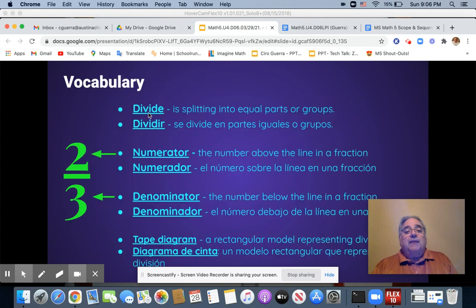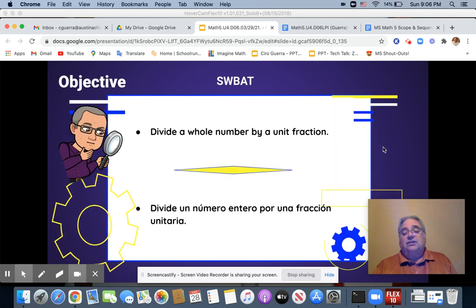We're going to do our vocabulary. It's similar from last week. No change. Divide. Numerator, the top number. Denominator is the bottom number. And a tape diagram we're going to continue to use.